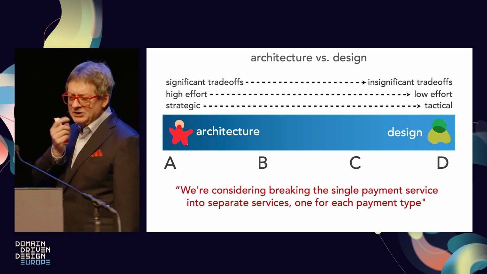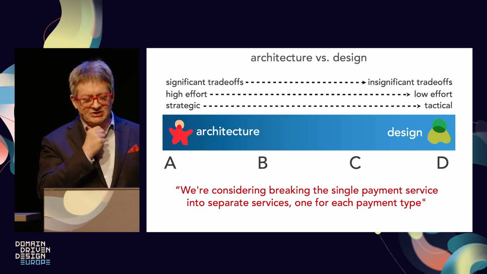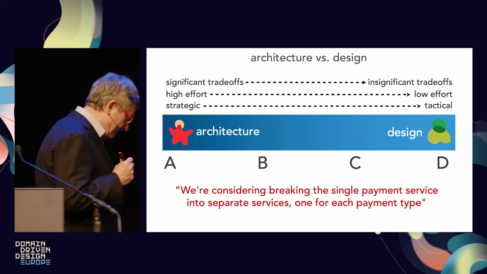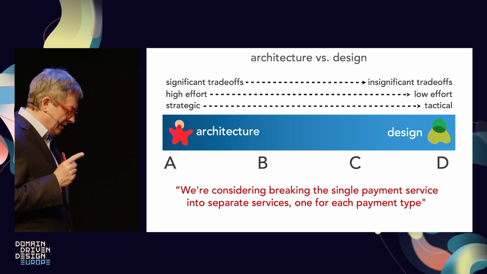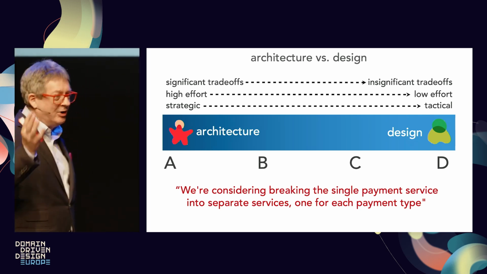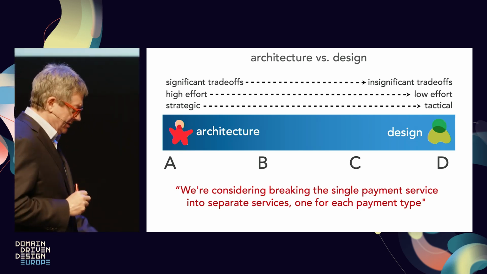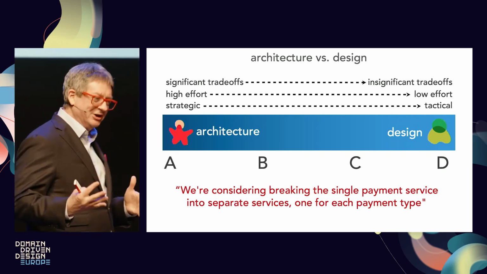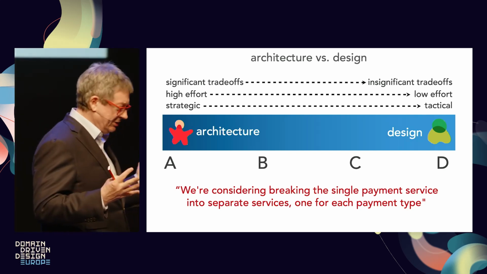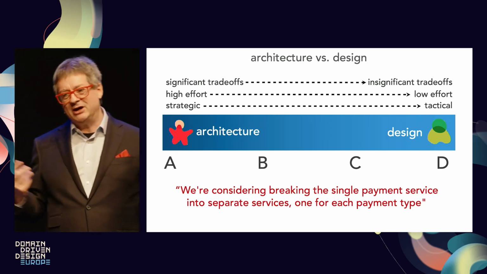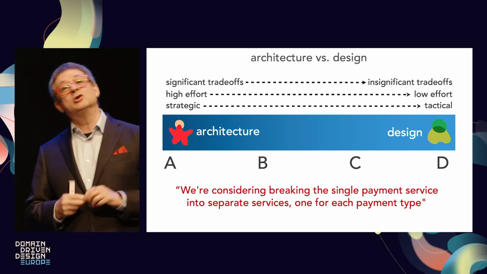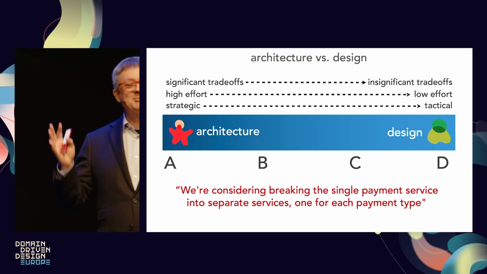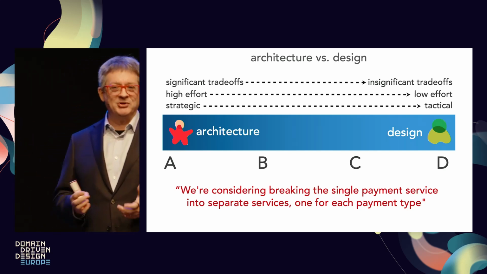We're considering breaking the single payment service into separate services, one for each payment type. Now, this gets to one of the perpetual problems we have in software architecture, which is philosophy versus engineering. So what is the correct granularity for a service in microservices? Well, it's supposed to be single purpose. Okay, great. That's a great philosophy, but what does single purpose mean?